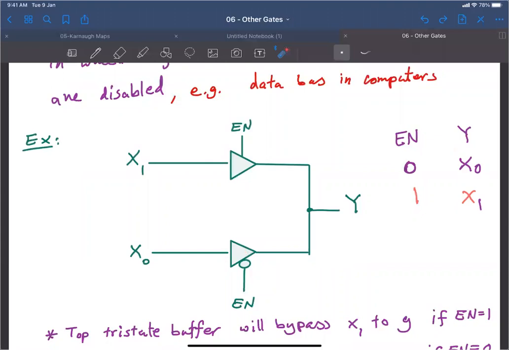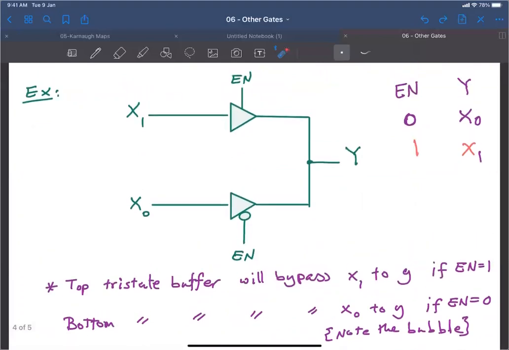So now enable acts like a control input, which selects either x1 or x0 depending on its value. So this circuit is nothing but a selector, or what we will later call a multiplexer.